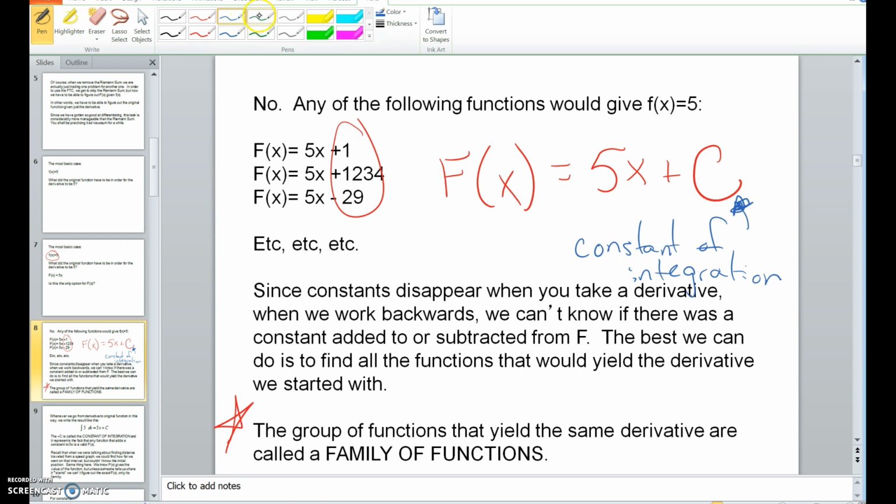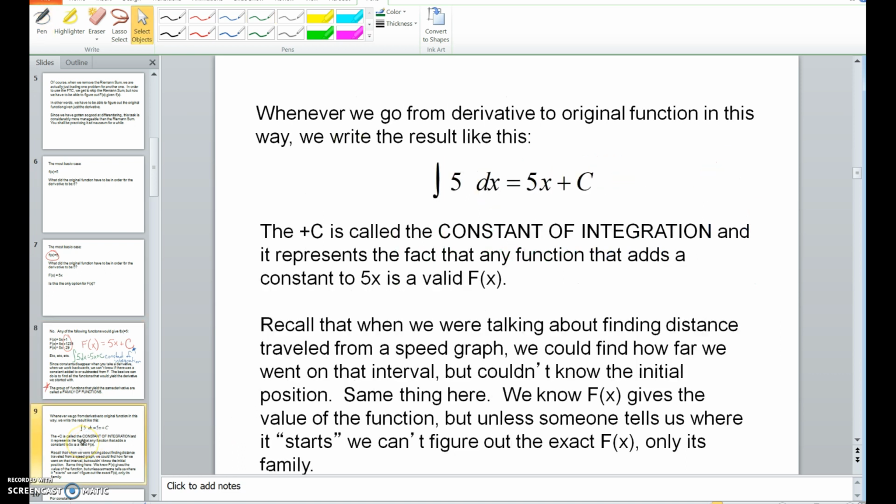So the integral of 5 dx is 5x plus c. Okay, that's on the next slide. How convenient.